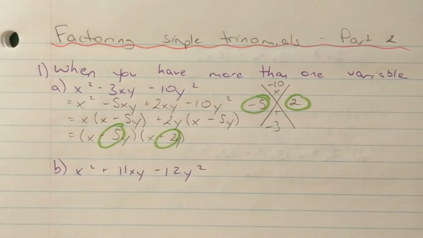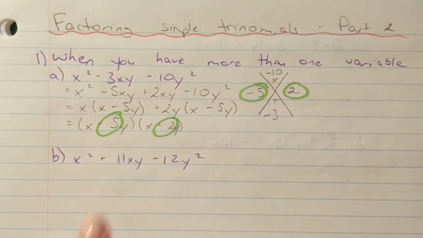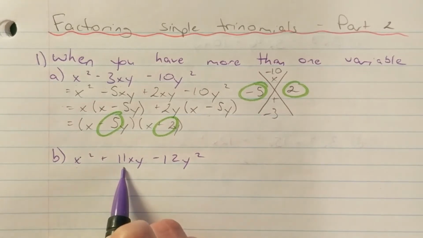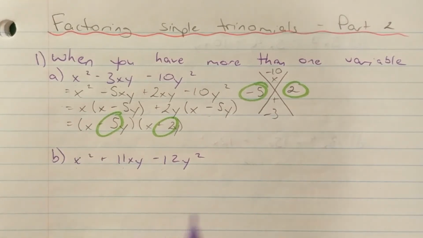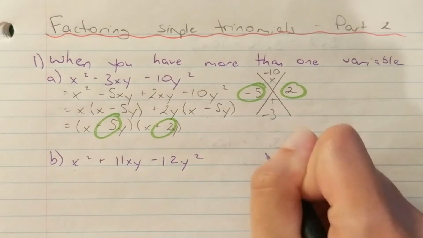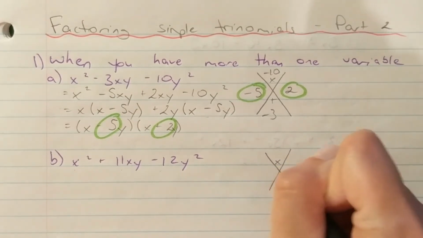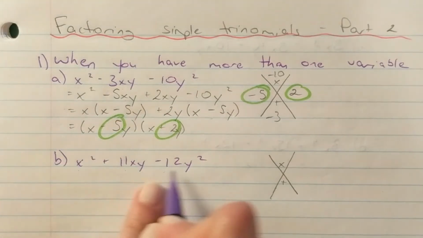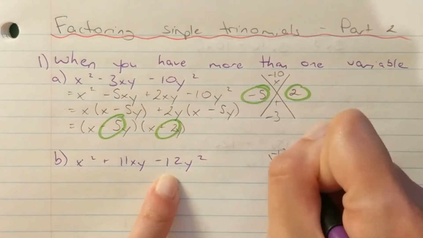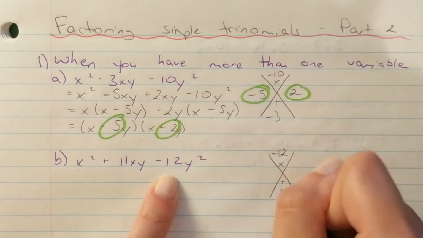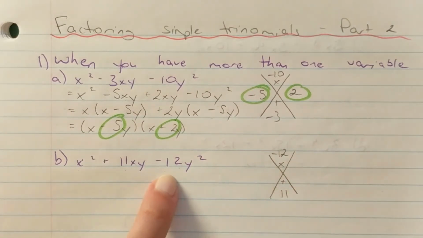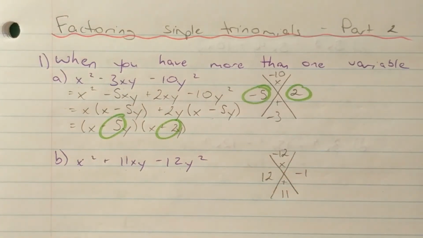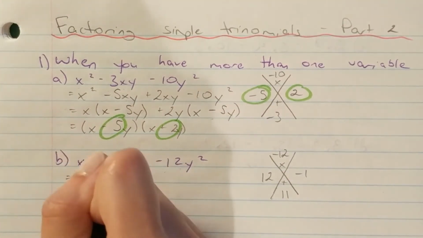So if you're accustomed to jumping straight to the conclusion, let's do it with our next question here. X squared plus 11xy minus 12y squared. I start off with my x, multiply and add. I need to multiply this time to -12, and I need to add to +11. What's going to get me there? 12 and -1.